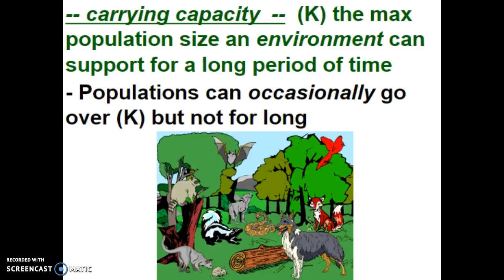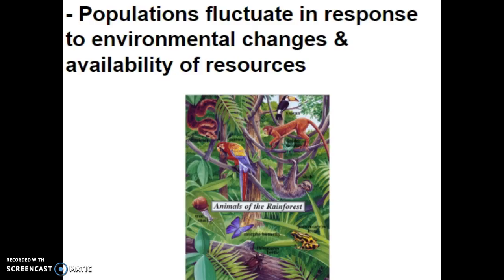But eventually, remember we talked about food webs. And if you take one of those members out of the food web, that web in certain areas can collapse because the animals and the plants in the ecosystem are reliant on each other and are connected. So populations can occasionally go over carrying capacity, but limiting factors will knock the population back down. Populations will go up and down or fluctuate in response to environmental changes and the availability of resources.